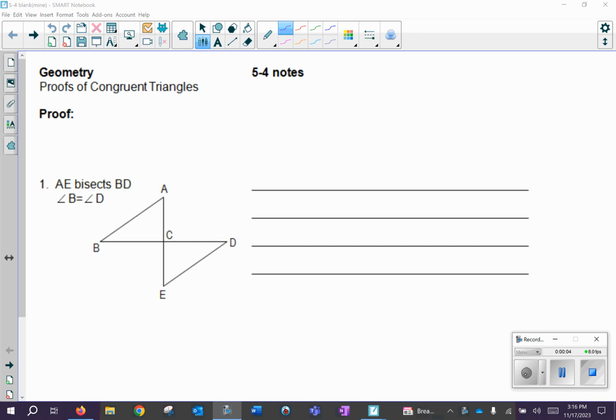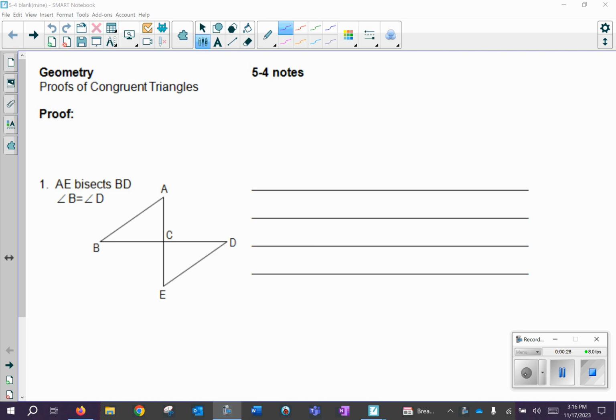So in 5.4 notes, we're going to go ahead and do the formal proof. Okay, so in this class, we're going to call them all 4-step proofs. You'll notice I always have 4 lines. The order doesn't matter except for the last line. The last line must be the conclusion that one triangle is congruent to another triangle by one of our 5 ways that triangles can be congruent to one another.